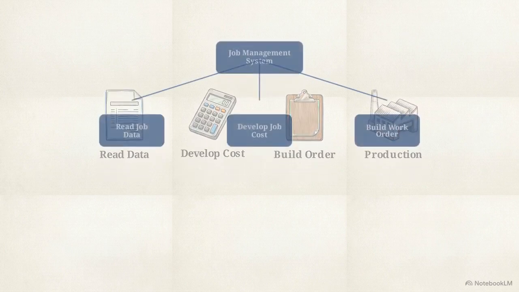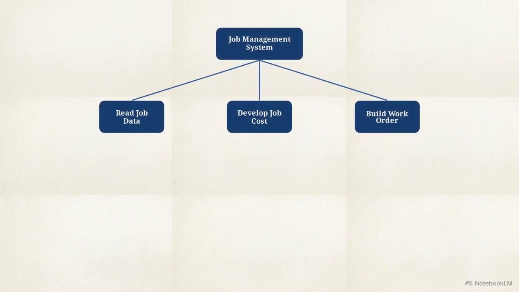We start with first-level factoring. Here, we establish top-down control. We're not making a chronological timeline of what happens first. We're building a management hierarchy. A top-level main controller manages 3 distinct subsystems: reading data, developing the cost, and building the work order.